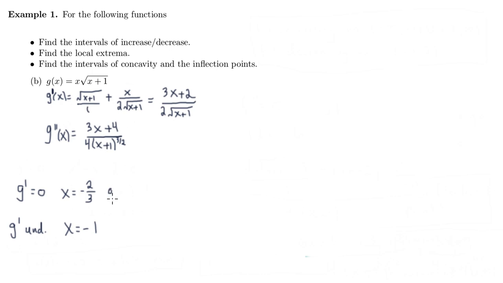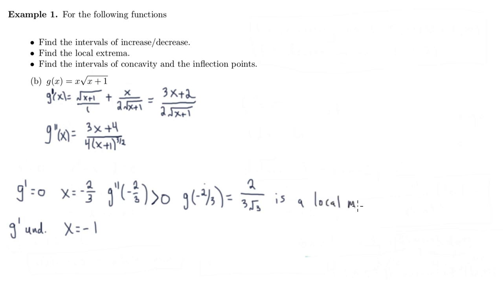So we have g double prime of negative 2/3. That's going to be negative 2 plus 4, so that's positive, and the denominator is also going to be positive, so this is greater than 0. What does that tell us? Well, that tells us that g of negative 2/3 is a local minimum because the function is concave up. So g of negative 2/3, by the second derivative test, which we can evaluate, is 2 over 3 root 3, a local min. Okay, so that's good.